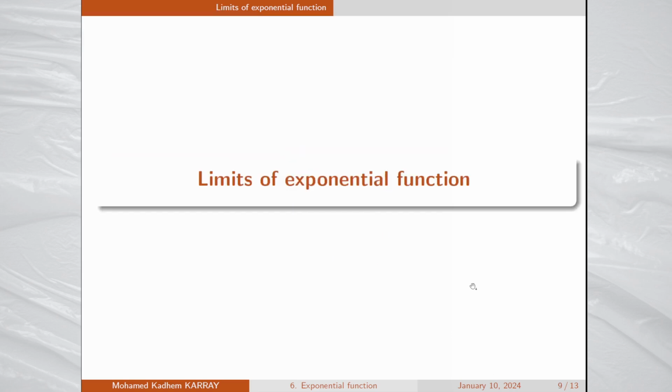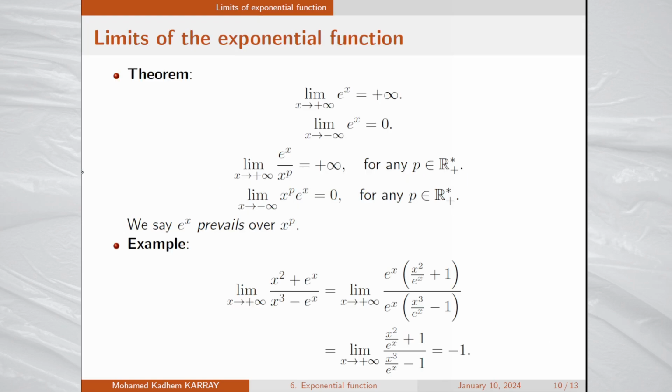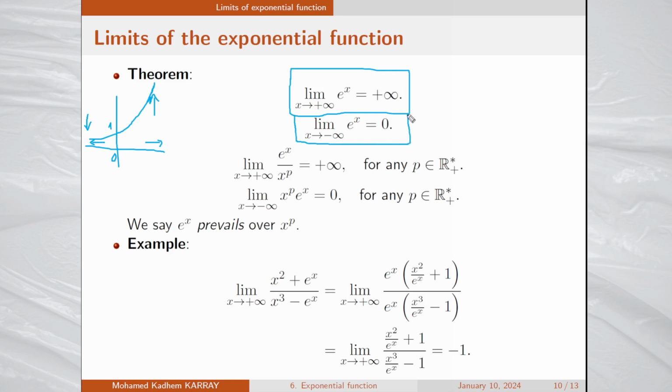Let's now consider the limits of the exponential function. Remember that the curve of the exponential function is as follows, where here is 0, the value here is 1. So when x goes to infinity, the function f goes also to infinity. And this is the first limit here. Moreover, when x goes to minus infinity, the exponential function goes to 0, and this is the second result here.